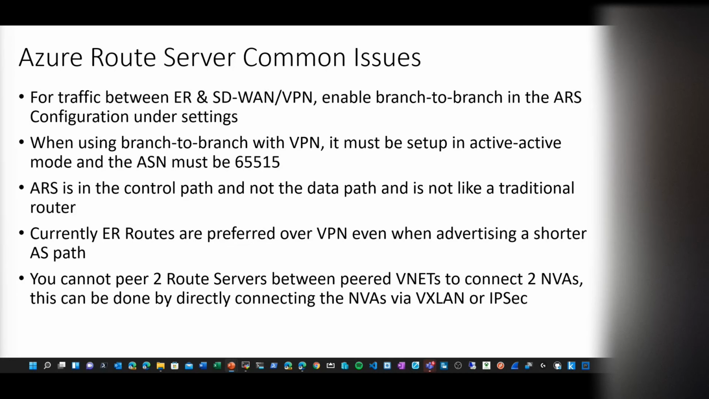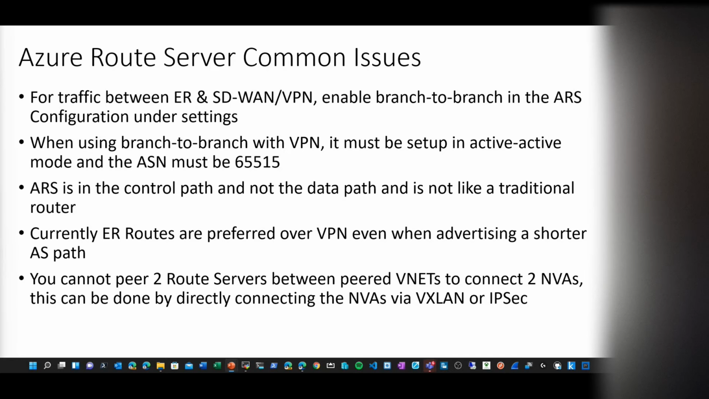And then this is one of the ones that we ran into. I spent days before I figured out this cannot work: you cannot peer two route servers between peered VNets. Basically, if you have region 1 and region 2 with route servers sitting in each of those regions, you cannot peer the route servers between those two regions so that you can connect to NVAs. There are more complex scenarios, and I'll have links in my document, which we will send out, but those scenarios are covered in those more advanced scenarios.